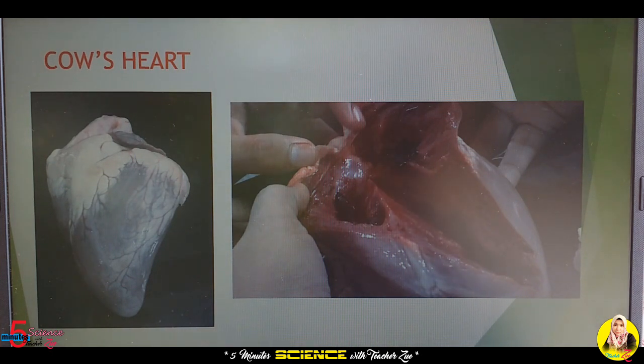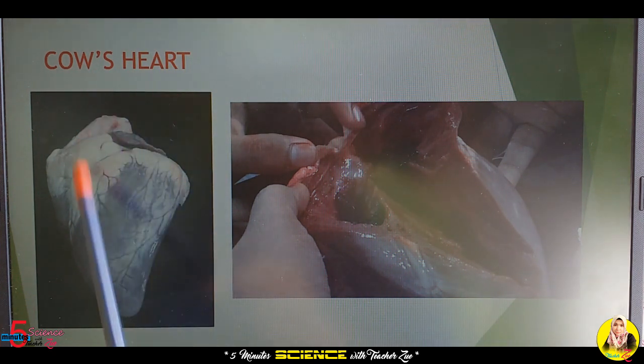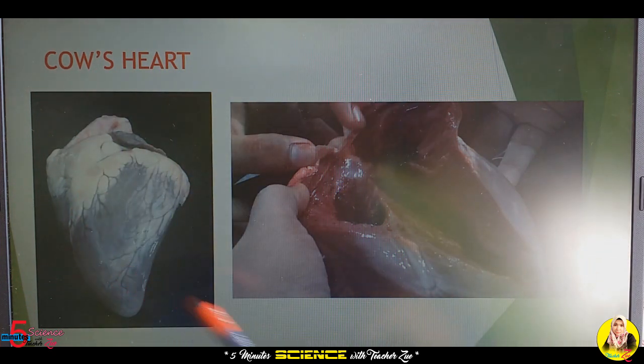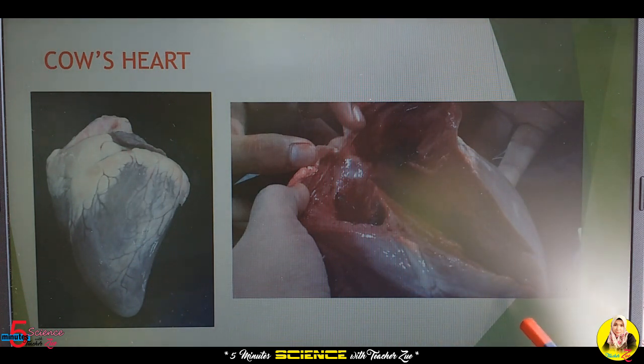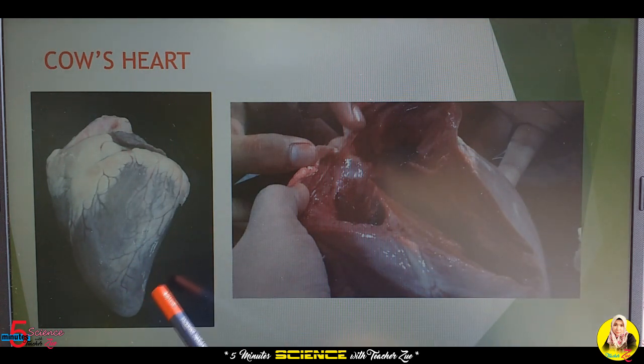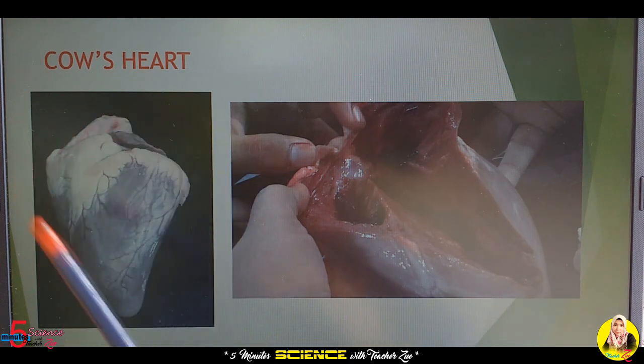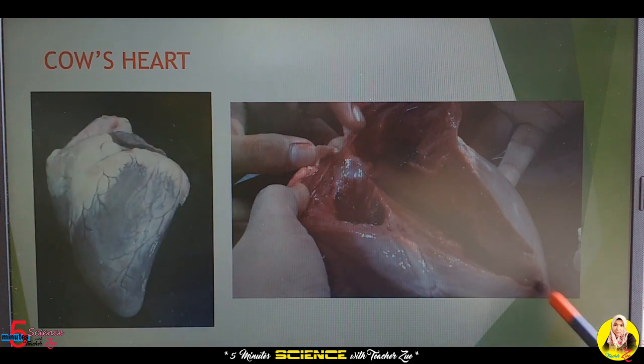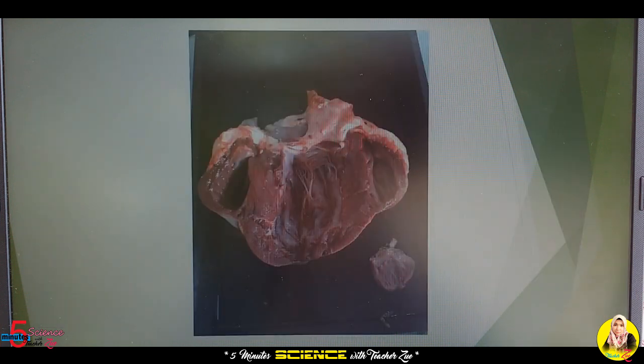Okay, so here I have an example picture of a cow's heart. This one is from my previous experiment with last year's students. This is the real cow's heart. It is very big, bigger than our human heart. Okay, this is when we cut it into two parts, and this is the cross section of the heart. This smaller one is a chicken's heart.